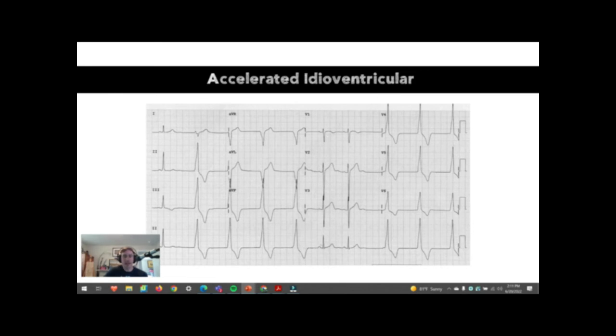How do I know this is a ventricular rhythm? Well, I've got some capture beats here, right? So this is accelerated idioventricular, and then we've got some capture beats there. You'll also see this in VTAC.